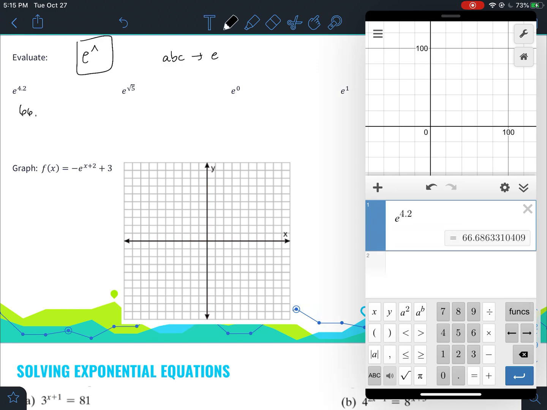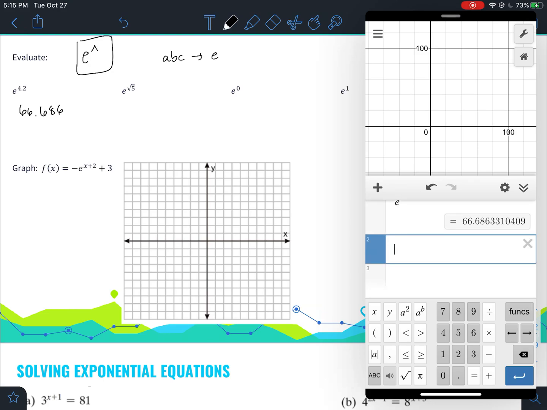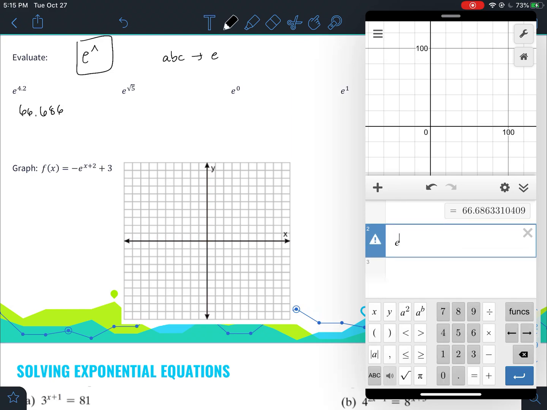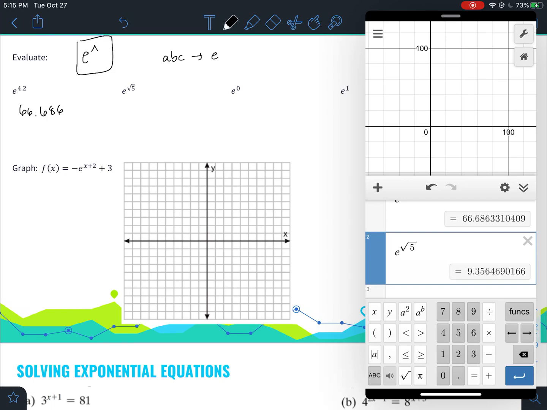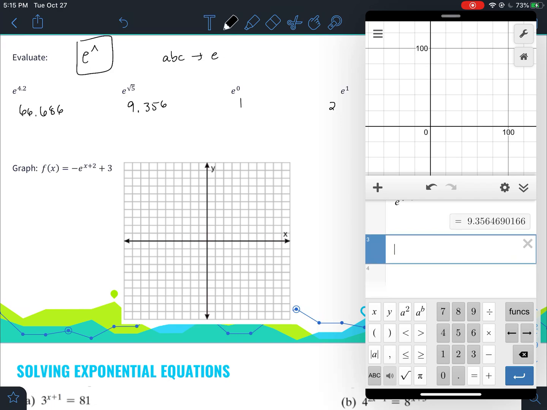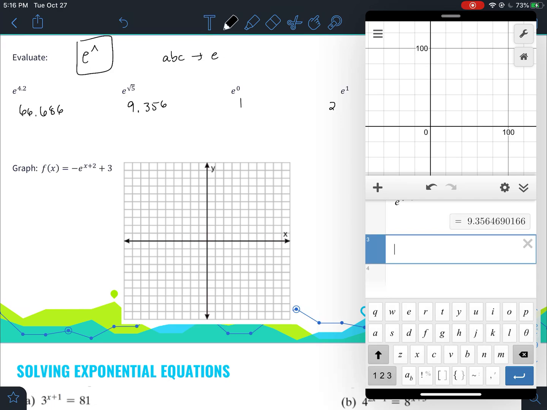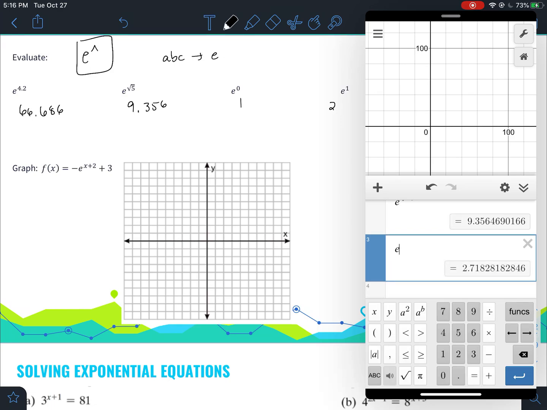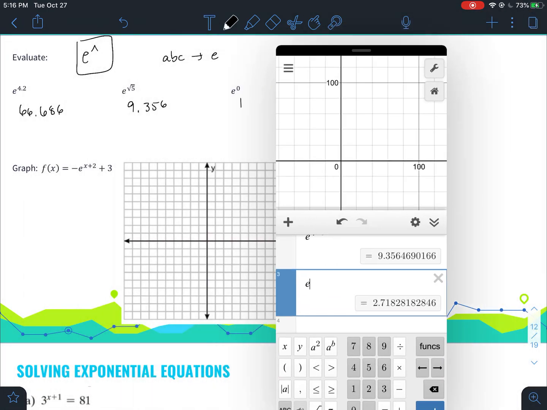And there we go. So this would be 66.686, let's go out 3 decimal places. And then e to the -5th, again, e, and we can do the a to the b, and then we want to do square root 5. And there you go. And this would be 9.356. Anything to the 0th power is 1. e to the 1st power was e, which, if we want to get even more exact, e to the 1st power would be 2.718, and then 28, etc.